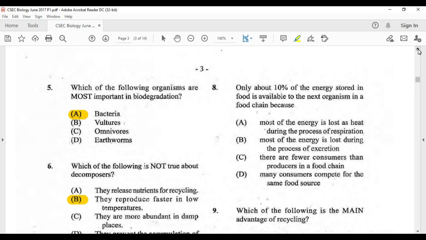This is interesting. C, there are fewer consumers than producers. Well, that is out. That is true, but that is out. D, many consumers compete for the same food source. All of those are true, but what is the best answer? The best answer is going to be that energy is lost as heat during the process of respiration. Energy is also lost during the process of excretion, but the best answer here is going to be A.